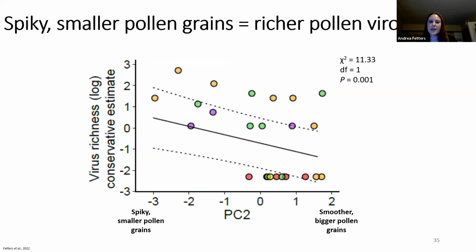This graph is the same layout as the one on the previous slide, but this time the traits that are important to PC2, so those about the pollen grains, are along the x-axis. Also somewhat contrary to our initial hypotheses, we found that plant species with smaller, spiky pollen grains had more pollen-associated viruses.